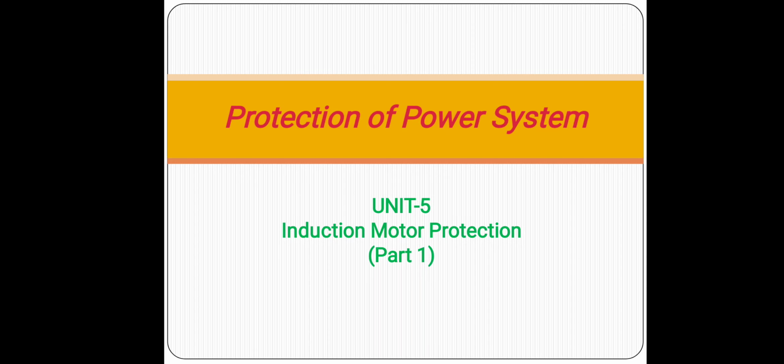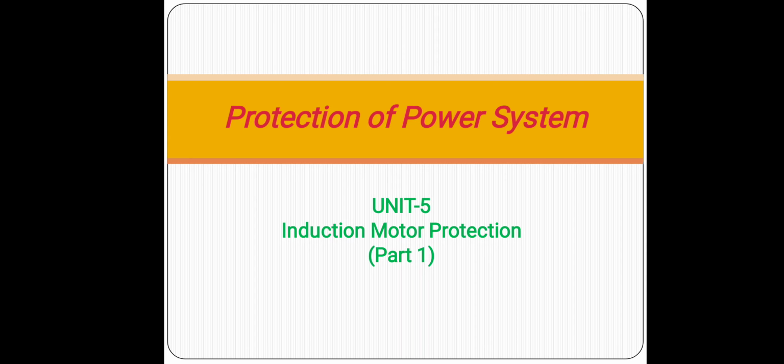easy to maintain. For higher rating of motors, we prefer high voltage because it will reduce operating current and the size of the motor. So because we will use the high voltage for operating the higher rating of motor, there are most chances of faults in induction motor, and it is very severe fault or major fault that occurs in induction motor. So we need to protect the induction motor very sensitively.